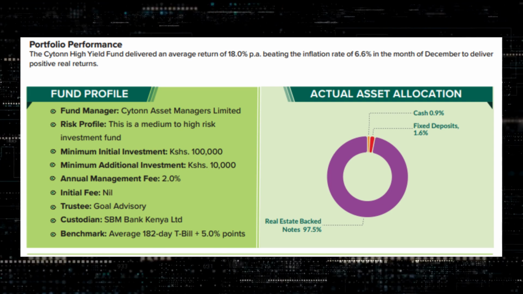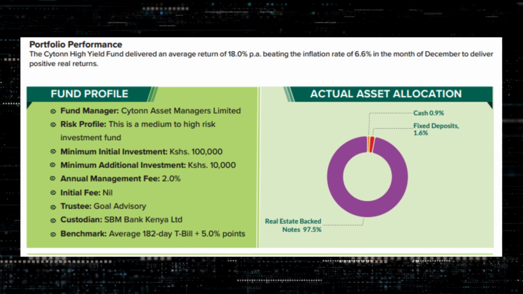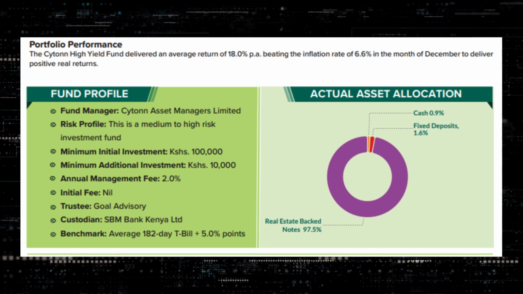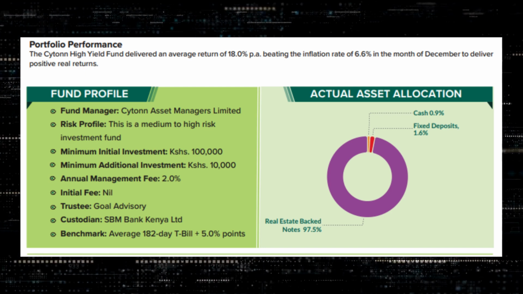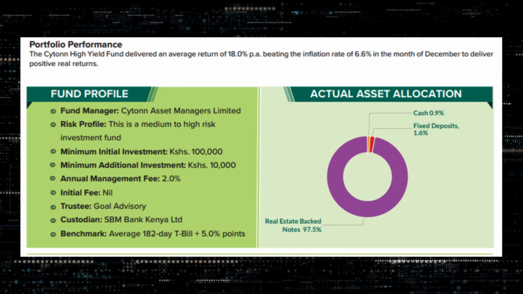And now we want to look at the actual asset allocation, and you can see under this, in real estate, we have 97.5% real estate backed notes. And then we have a 0.9 cash, and then a 1.6%.